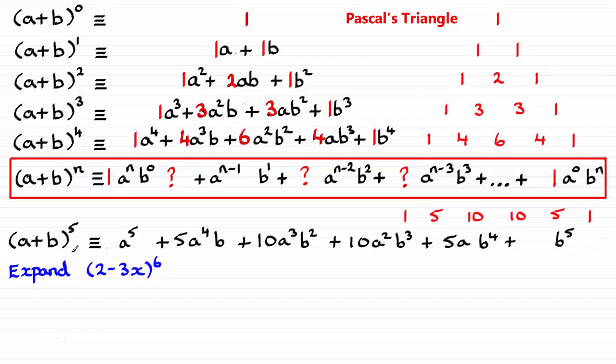The a is being replaced with 2, and the b is now being replaced with not 3x but minus 3x, and n is clearly the 6. So you might want to pause the video and have a go at this one, okay? Just give you a moment to do that. When you come back, we'll run through it and you can check your answer with mine.